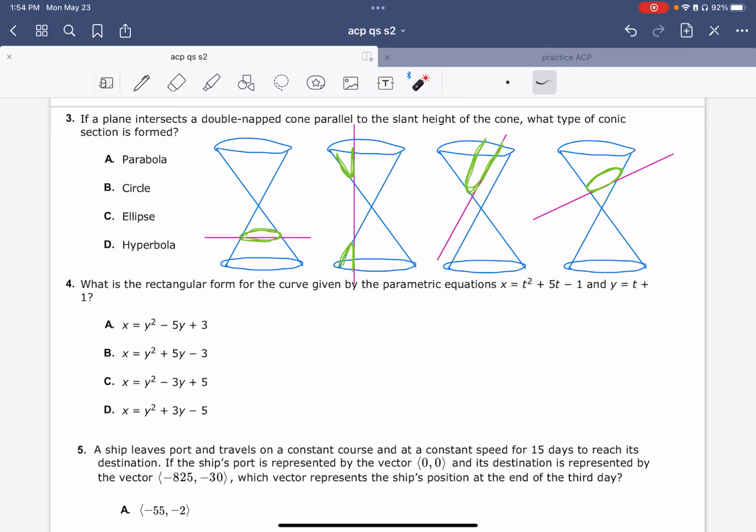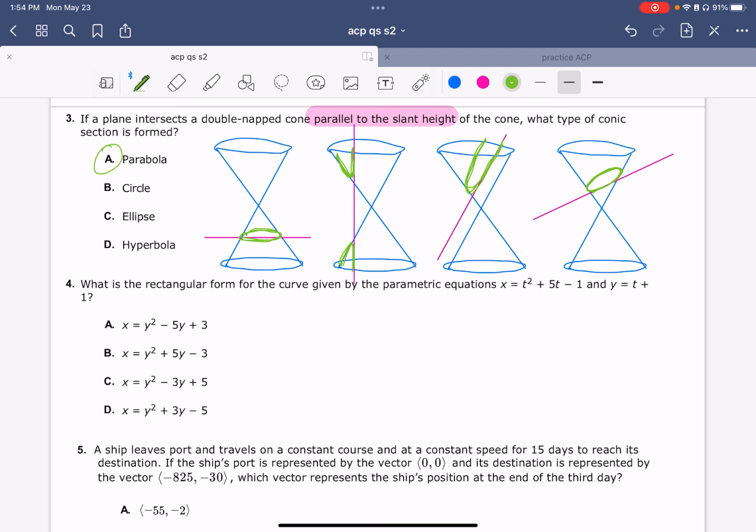Okay, so just to recap, if it's parallel to the base, it's a circle. Perpendicular to the base, hyperbola. Parallel to the slant height, parabola. And then neither parallel nor perpendicular, just a random line, you're going to get an ellipse. So this question in particular says parallel to the slant height. We now have discovered that if it's parallel to the slant height, it's going to be a parabola shape. So this is A as in apple.